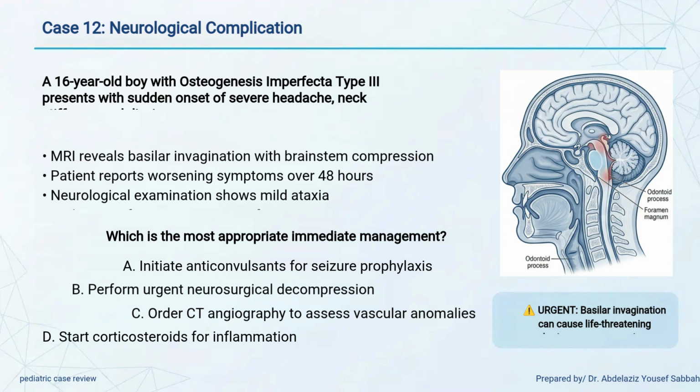Case 12. A 16-year-old boy with osteogenesis imperfecta type 3 presents with sudden onset of severe headache, neck stiffness, and dizziness.